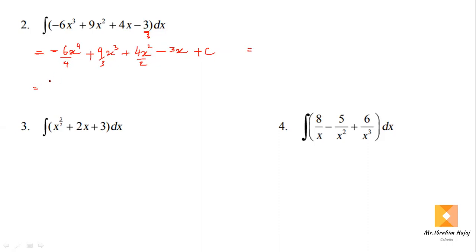Or equal here: negative 6 over 4, simplified, will be negative 3 over 2 x to the power of 4, and 9 over 3 is 3, x to the power of 3, plus 2x squared, plus c. Thank you. Okay, Omar Isam, question 3.